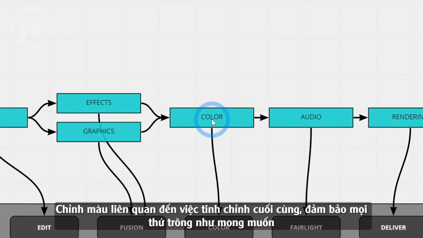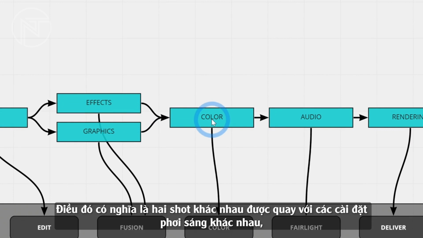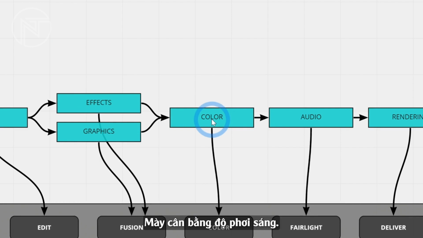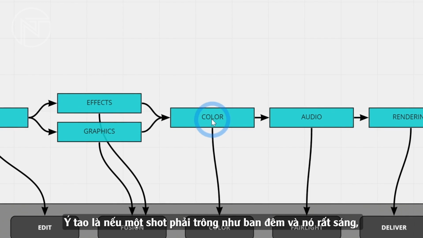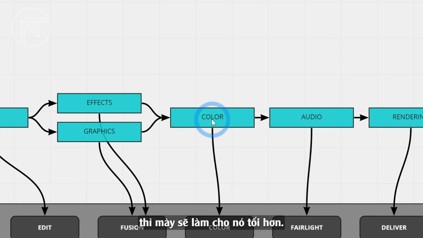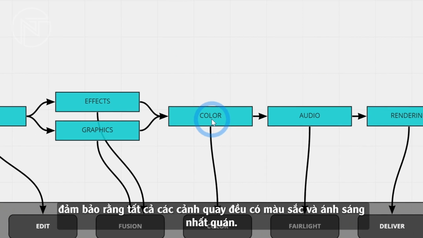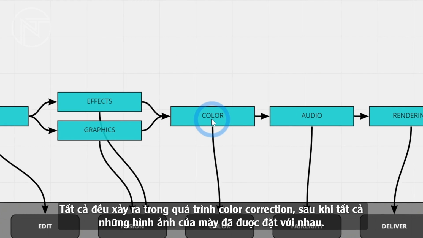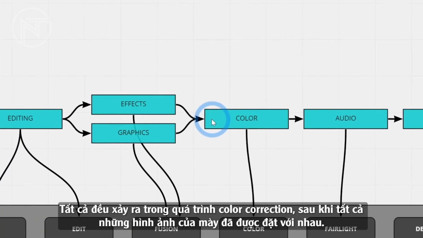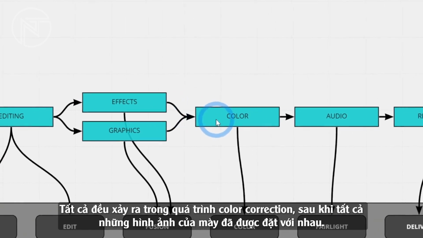Color is all about kind of the final tweaks, making sure everything looks visually how it's supposed to. That means 2 different shots that were shot with different exposures, you balance out the exposure. It means if a shot is supposed to look like it's nighttime and it's really bright, that you darken it down. And that all the shots kind of look like they belong together in the same world. That all happens during color correction, again, after all of your visual stuff is put together.